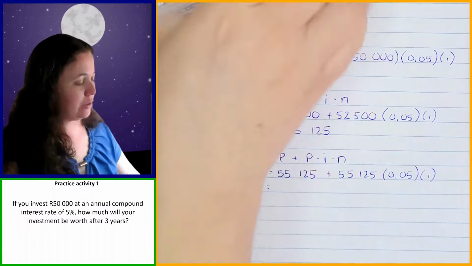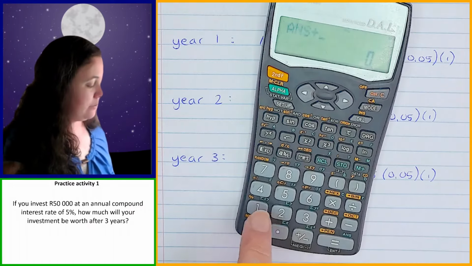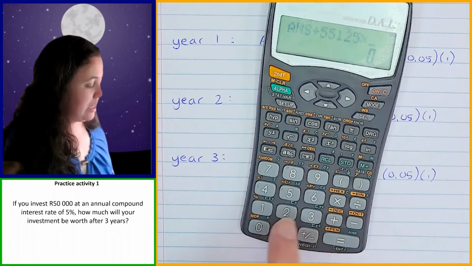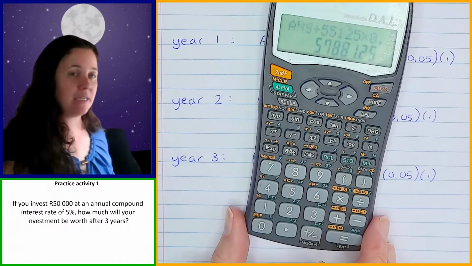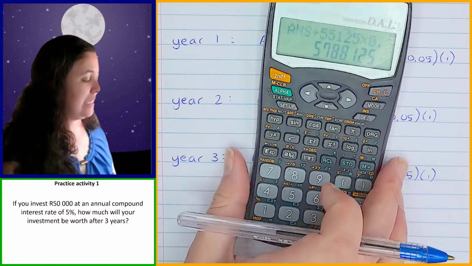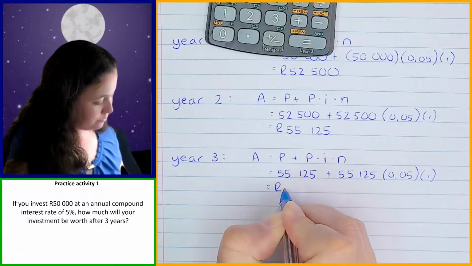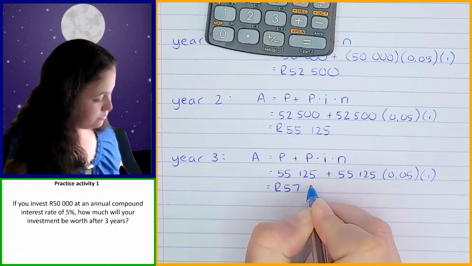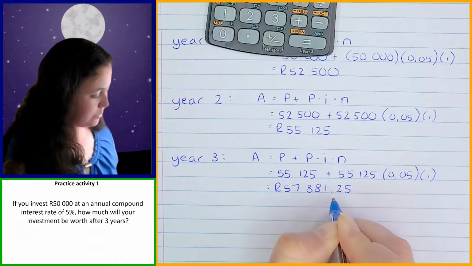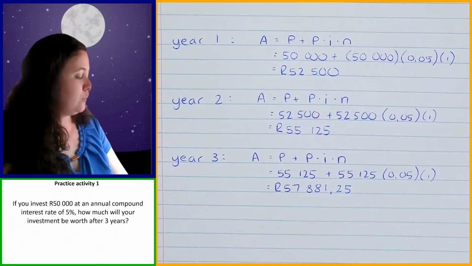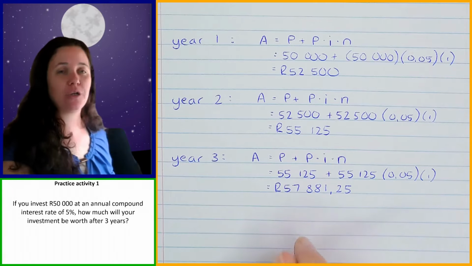Okay, so now let's go and work that out. So 55,125 plus 55,125 times 0.05 times 1. And that gives us 57,881 Rand 25 cents. Okay, so that is what you should have got at the end of the third year with that example.